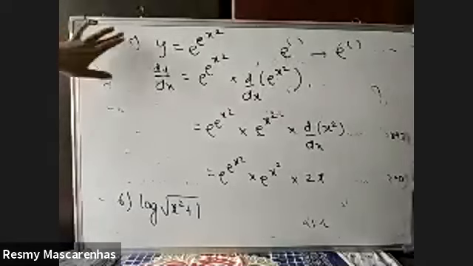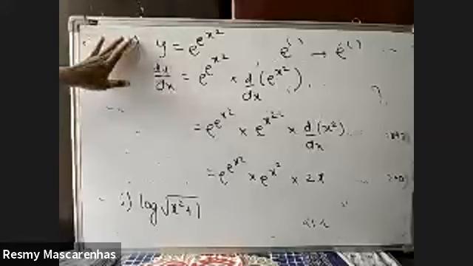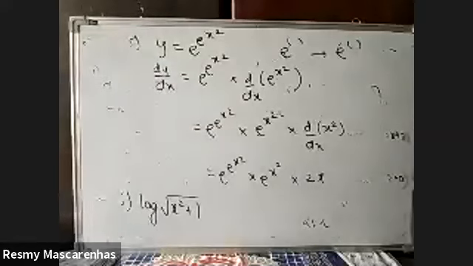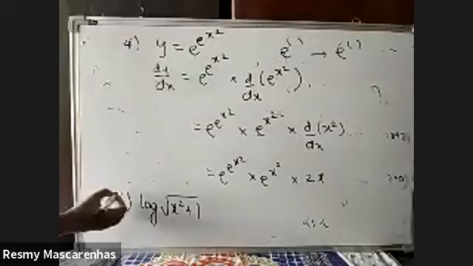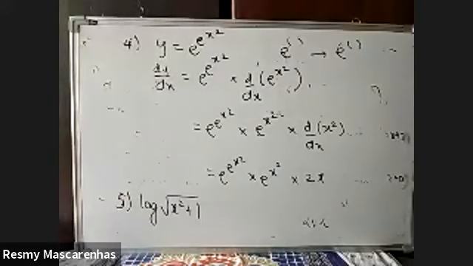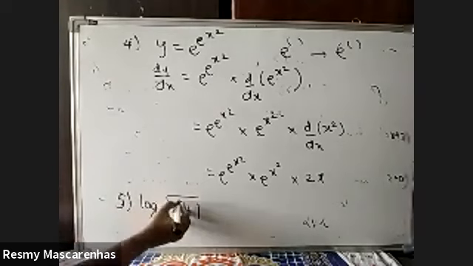Just check if I missed a number, then write it as 4 and 5. Number it properly. The next question is log of root of x square plus 1. This was 4th, I think. This is 5th. Log of root of x square plus 1.